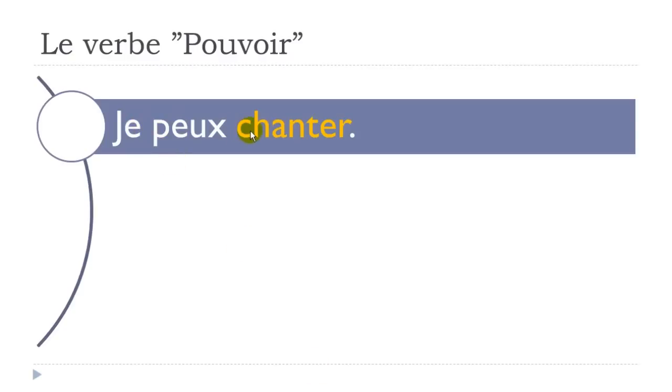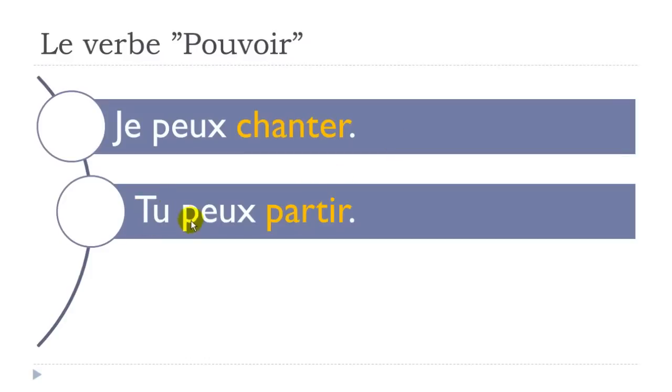Je peux chanter. I can sing. When you construct a sentence with the verb pouvoir, you've got a second verb, chanter, which means to sing. You should always put the second verb at the infinitive form. The infinitive is normally the basic form of the verb. Je peux chanter.